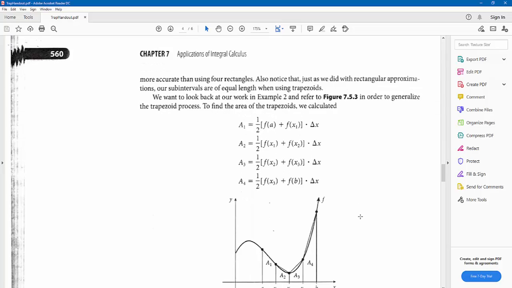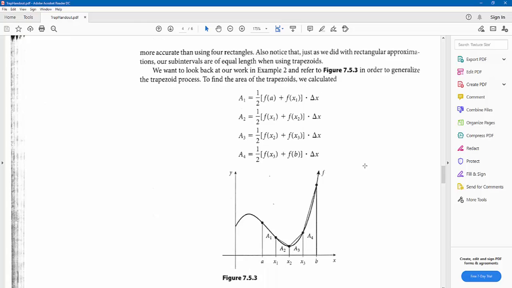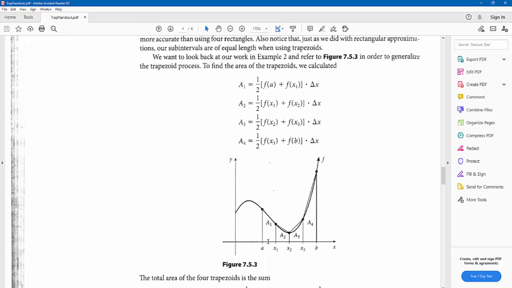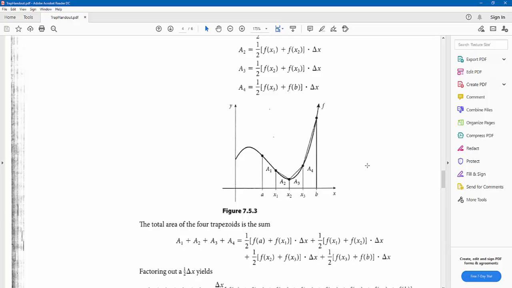So, here, this is just generalizing the work that we did. In general, those heights are found by evaluating the function at values of x. Delta x is the base of a trapezoid. So, for example, if I just look at trapezoid 2, its area is 1/2 times the quantity: this height is f of x sub 1, this height is f of x sub 2, and then the base is delta x. And we see that right here. So that's how you find, in general, the area of any of the 4 trapezoids.